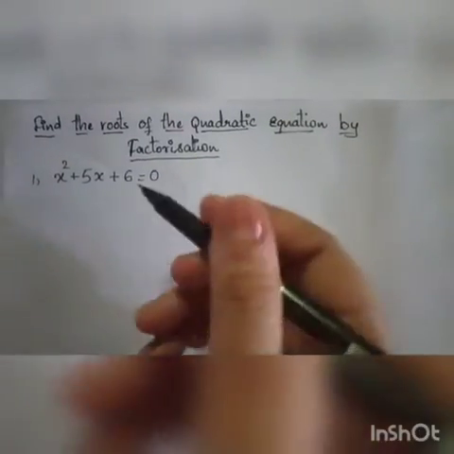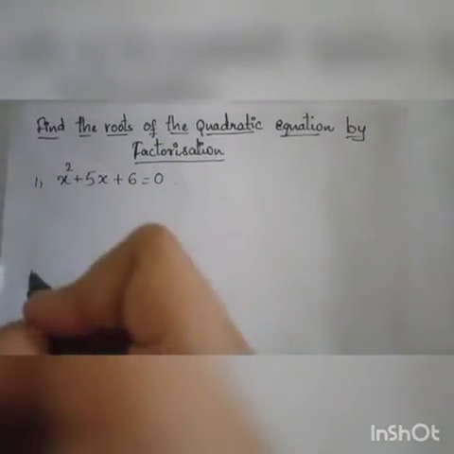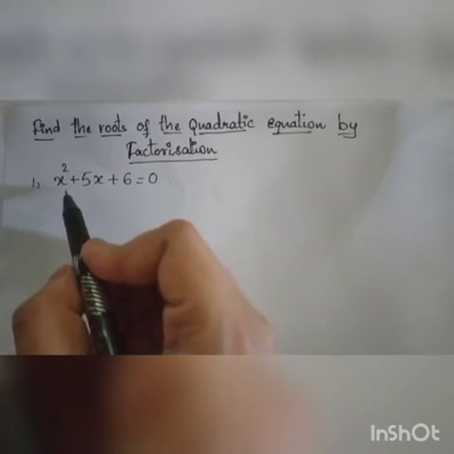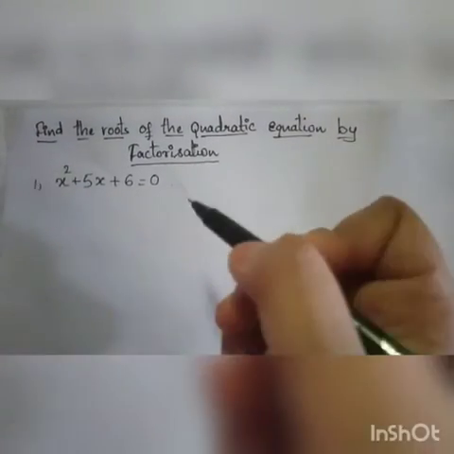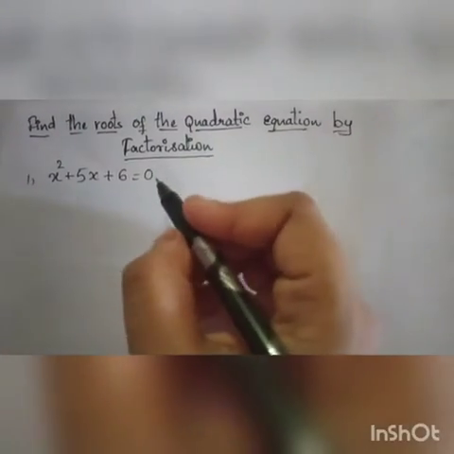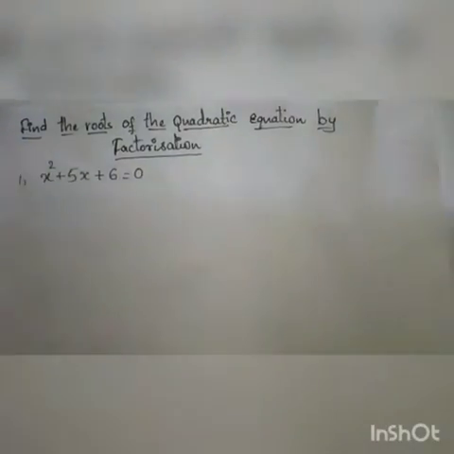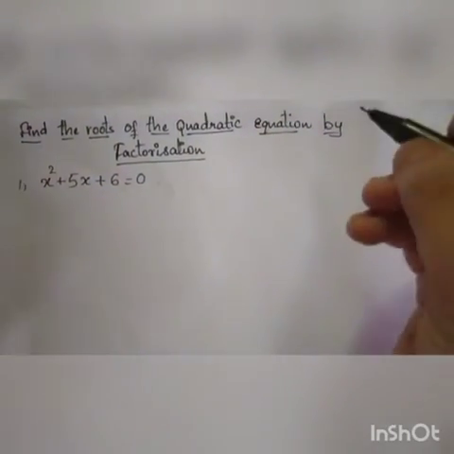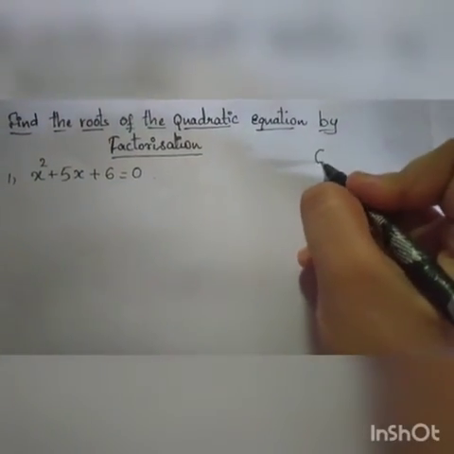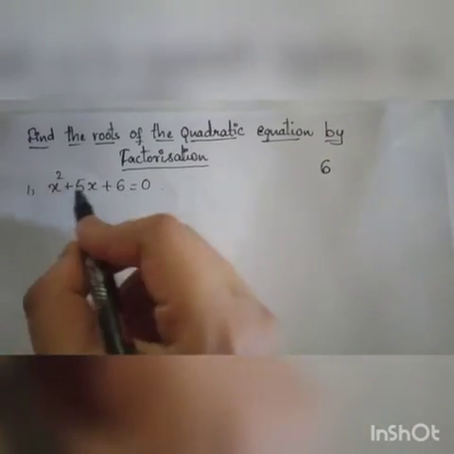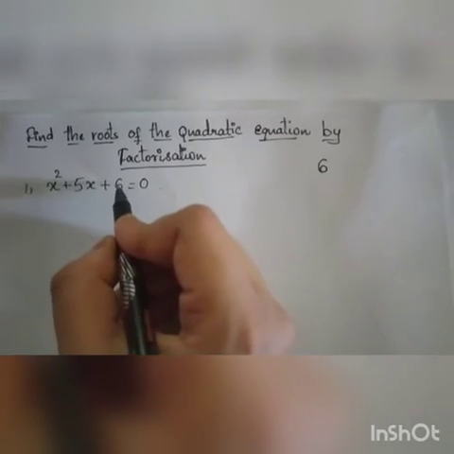In the lower classes you have studied this method. We'll just revise it once again. If there is a quadratic equation of the form x square plus 5x plus 6 is equal to 0, then what is the first step you are going to do? You have to take this term, that is 6. I have to find the factors, so the third term and the first term I have to multiply.